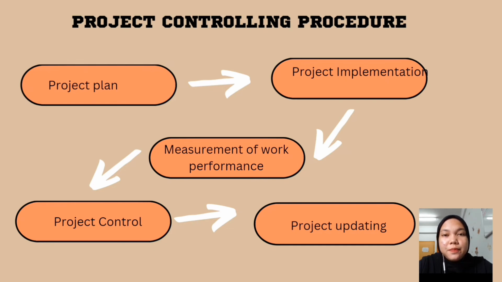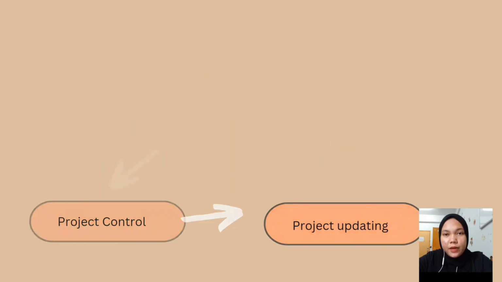The third procedure is about measurement of work performance. Measurement of work performance is how raw data should be collected, from what resources it is collected, and at what frequency. Next is project control. Project control is how the data should be analyzed to detect current and future deviation. The last of the project controlling procedure is about project updating.